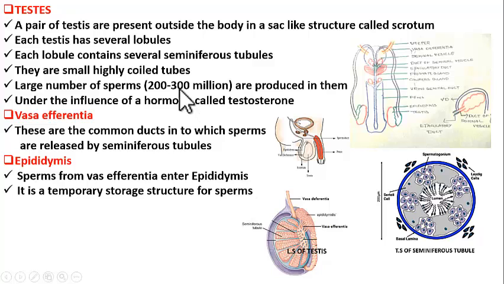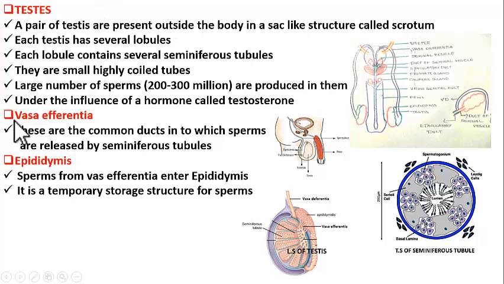How many sperms are produced? 200 to 300 million sperms are produced per day. Understood? So how are these sperms produced? Sperm production requires a hormone called testosterone. You studied this in 8th class itself. So under the influence of testosterone hormone, sperms are produced. Actually, this testosterone is also produced by the cells of testis itself. So some of the cells present in seminiferous tubules produce testosterone, and under the influence of testosterone, the sperms are produced. This is about testis, students.